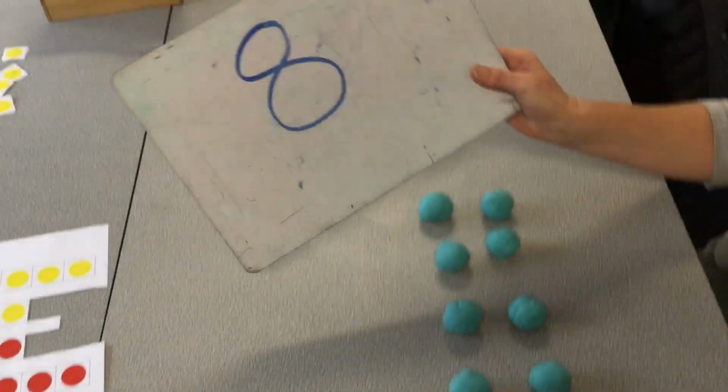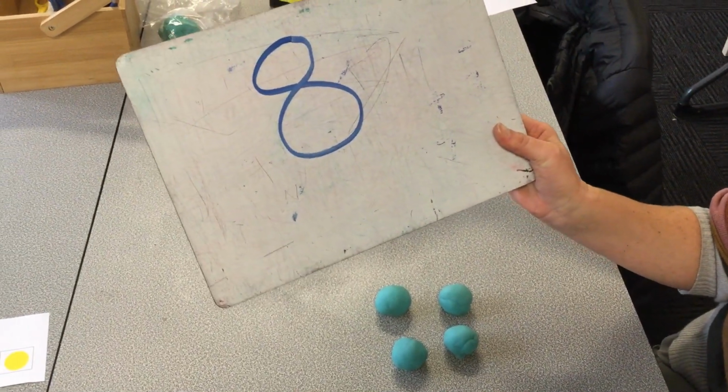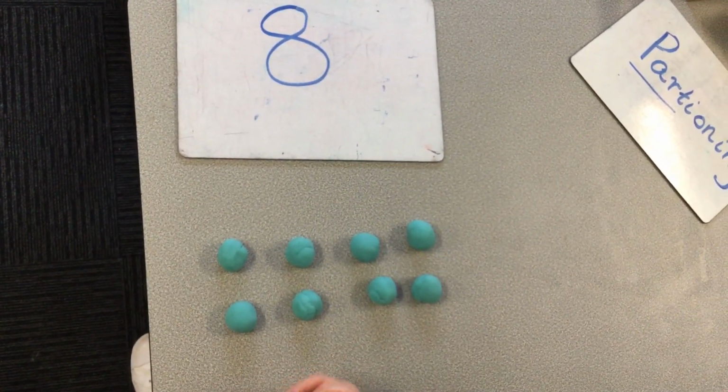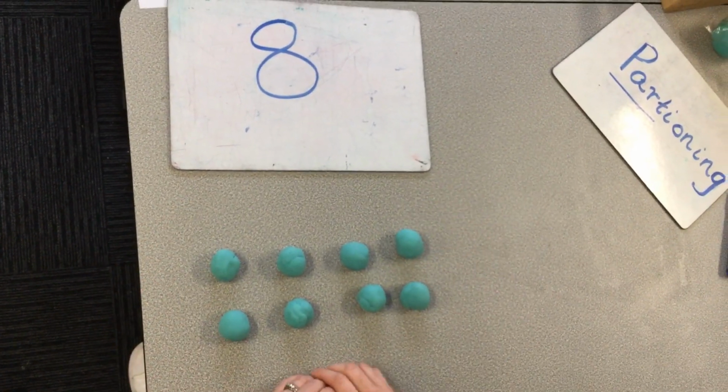Of the day today is the number 8. We're going to learn how we can break that into smaller groups. So let's have a go. Now you can see here I've got 1, 2, 3, 4, 5, 6, 7, 8 balls of Play-Doh. So right now they're in one big group.